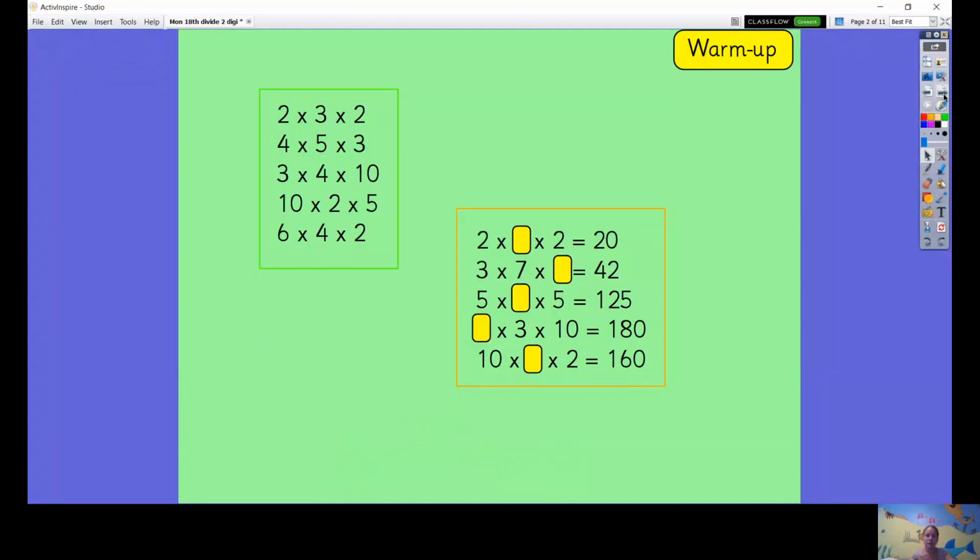Okie doke. So this is your warm-up, obviously. So if you'd like to pause the video here and have a go at these. You did these, I think it was last week or the week before. So remember, when we're doing multiplying three numbers together, you multiply two numbers and then multiply the third number. So in the example of the first one up here, we would do 2 times 3 is 6, and then times 6 by 2, which would give us 12. So if you can work through those for me, pause the video, work through, and then we'll come back together and share the answers in a minute.